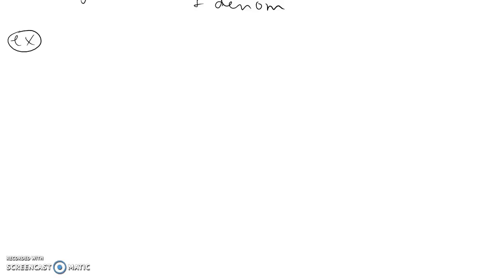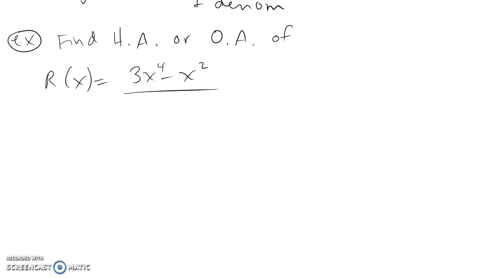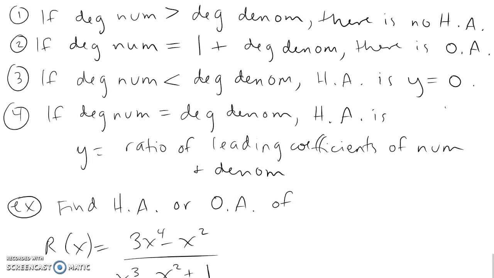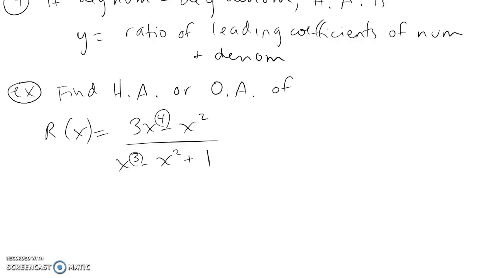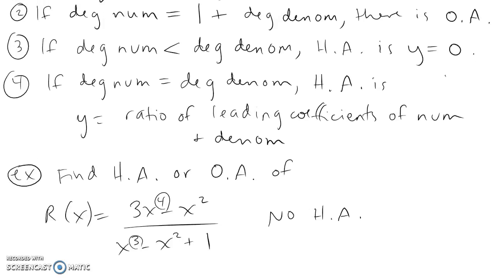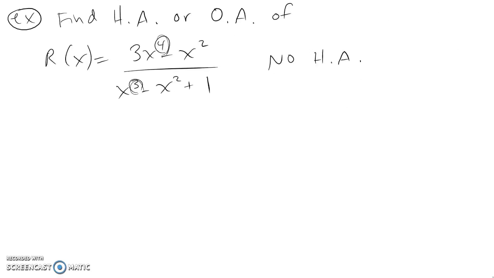Okay, so the first example that I want to do is we're going to find the horizontal asymptote or the oblique asymptote of r of x equals 3x to the fourth minus x squared all over x cubed minus x squared plus 1. Now according to the rules I have up here, number 1, if the degree of the numerator is bigger than the degree of the denominator, there is no horizontal asymptote. So notice I have the 4 is bigger than the 3, those are the degrees. So I see that there is no horizontal asymptote. The second one says that if the degree of the numerator is exactly 1 more than the degree of the denominator, then there's an oblique asymptote. So 4 up here is exactly 1 more than 3, so then there is an oblique asymptote.